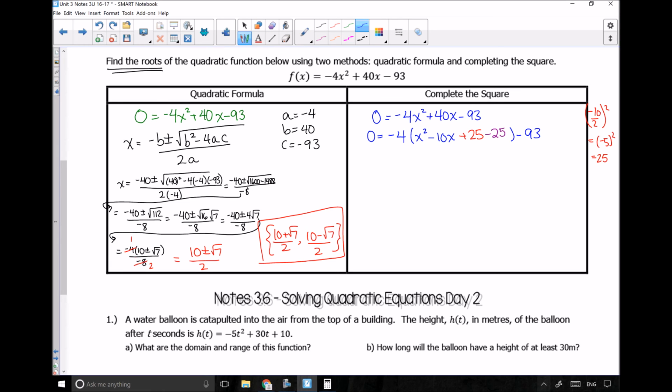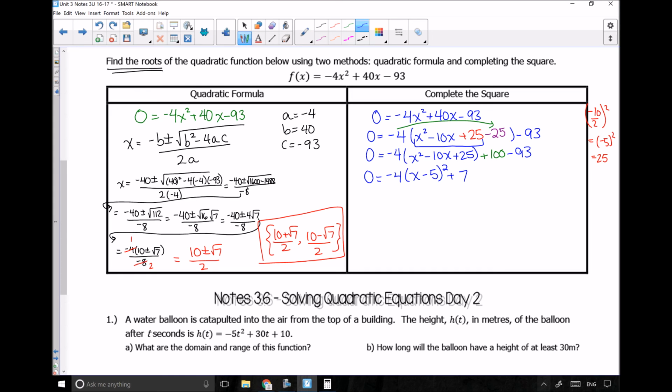Okay, so here I end up getting 0 equals -4. Remember, we keep our perfect square trinomial inside of here. So x squared minus 10x plus 25. Distribute this -4 to this -25, and I get positive 100, and then just copy down that minus 93. Again, don't forget to write down your 0. So I get 0 equals -4. I can factor this here into x minus 5, the whole thing squared, okay? Plus 100 minus 93 is 7.